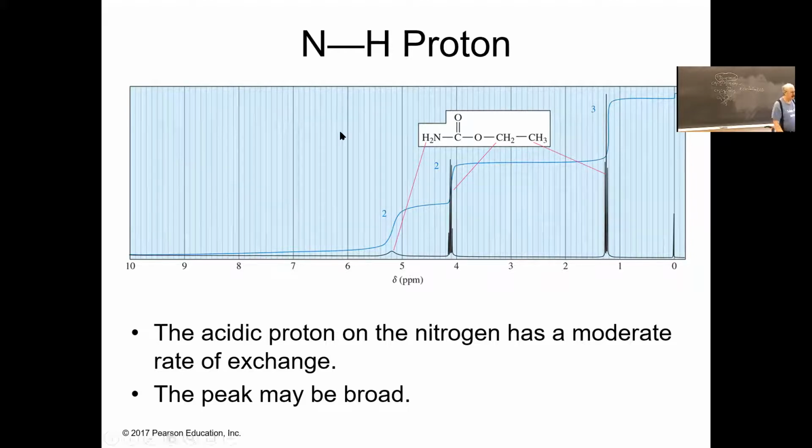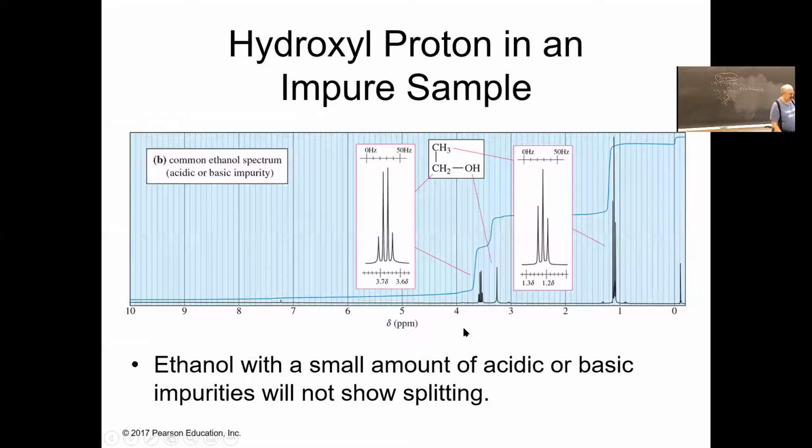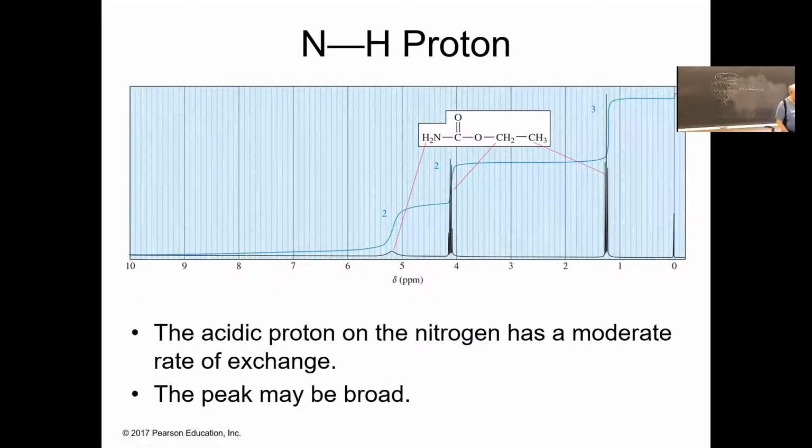A lot of times NH signals will show up as broad peaks. And this is because of a moderate rate of exchange. These are exchanging with the solvent. In the case of ethanol, we had a rapid exchange taking place, so we see a narrow peak. And because of the moderate rate of exchange, there's some uncertainty about what the spectrometer sees. So these may be broad.